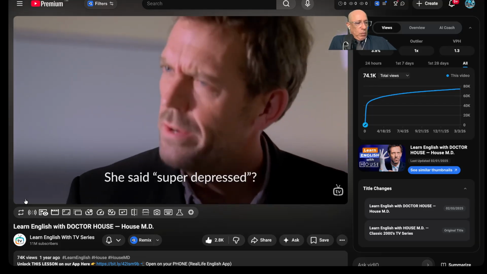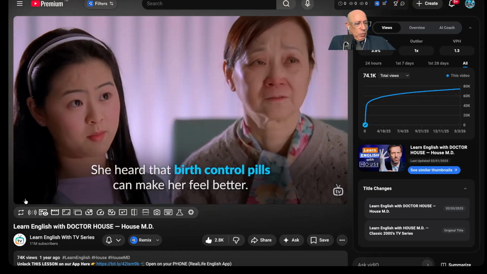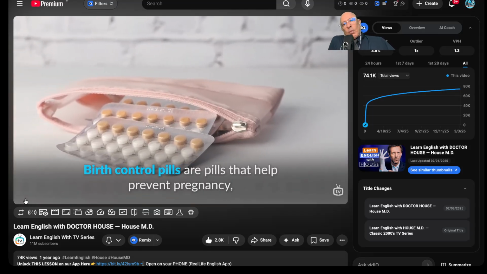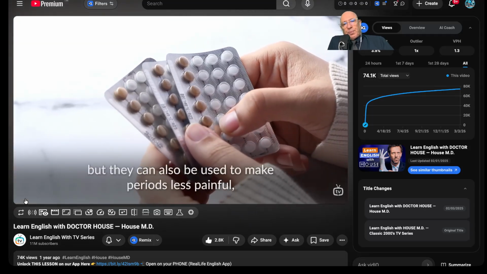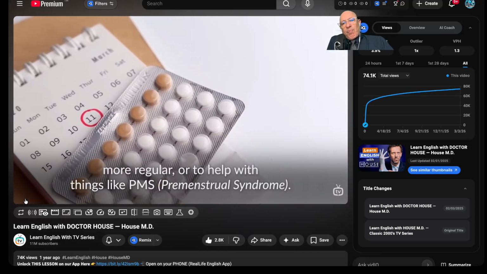She said super depressed. She heard that birth control pills can make her feel better. Birth control pills are pills that help prevent pregnancy, but they can also be used to make periods less painful, more regular, or to help with things like PMS.